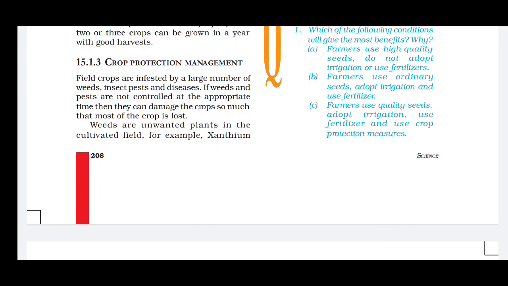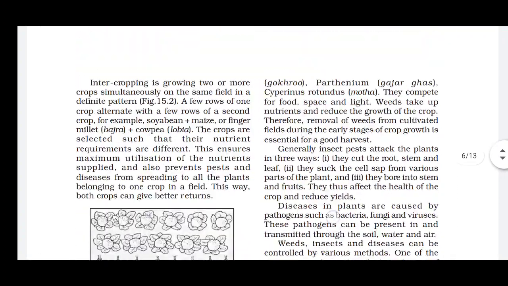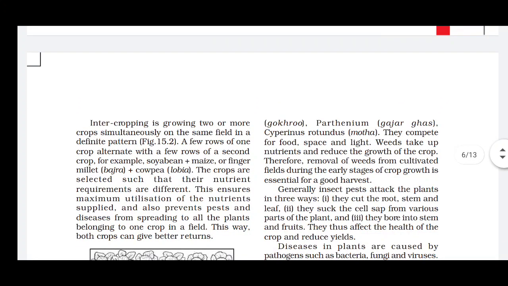Weeds are unwanted plants that grow in the cultivated land and compete for nutrition and space with the wanted crops. Weeds take up the nutrients and reduce the growth of the desired crop. Thus, they should be removed during early stages of crop growth in order to obtain a good harvest. Some examples of weeds are xanthium, parthenium, and cyperus rotundus. All these weeds compete for food, space, and light.